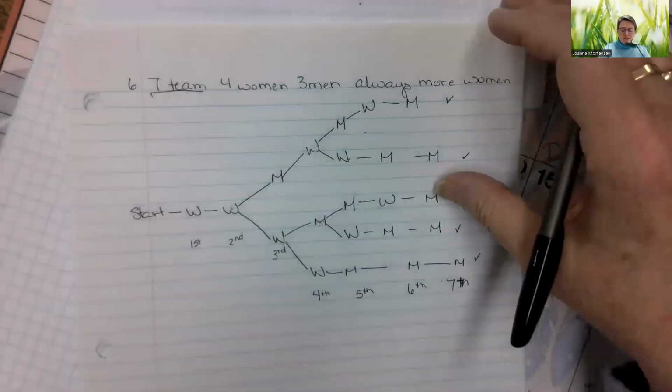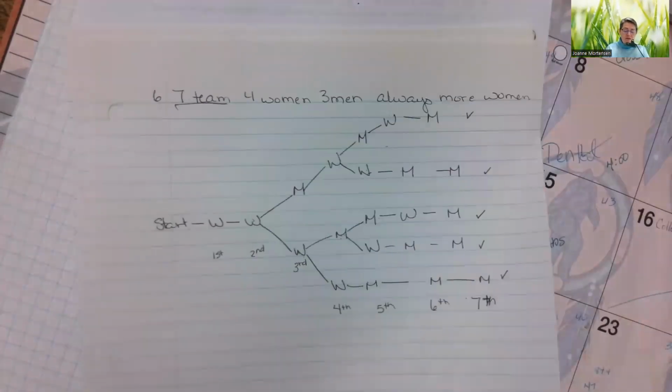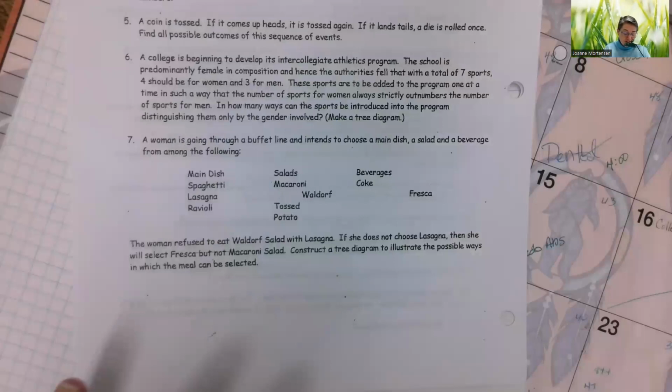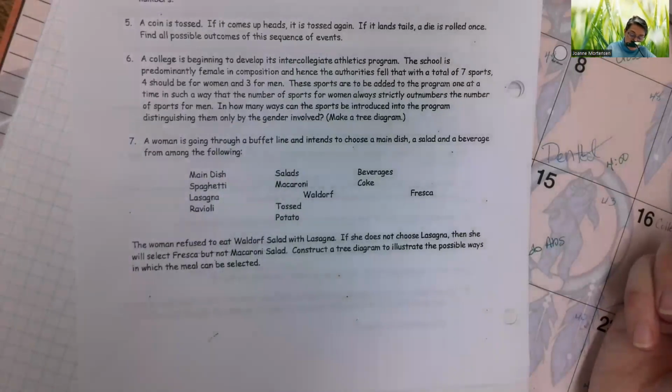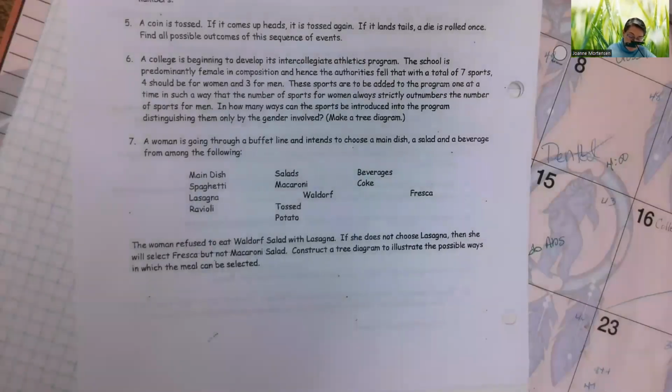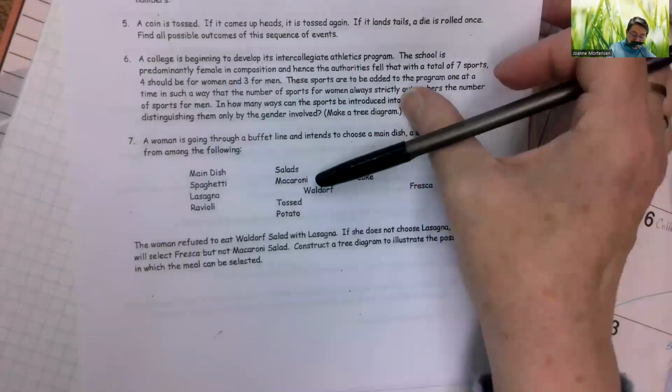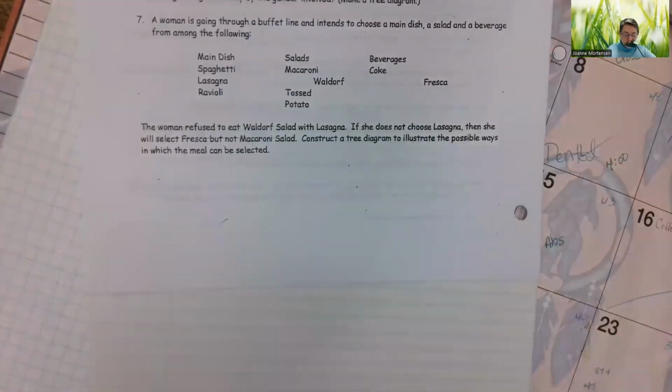All right, there's one more question on this page, and I want to try it out because I've seen it, and I've never actually done the question. So we'll see how this goes. A woman is going through a buffet line and intends to choose a main, a salad, and a beverage from the following. Okay. The woman refuses to eat Waldorf salad with lasagna, and if she does not choose lasagna, then she will select Freshka, but not macaroni salad. Wow, this is kind of goofy. Bless their heart, whoever made this up.